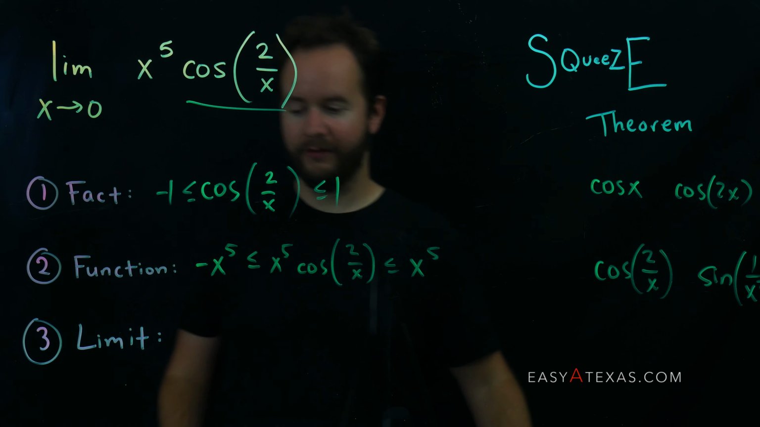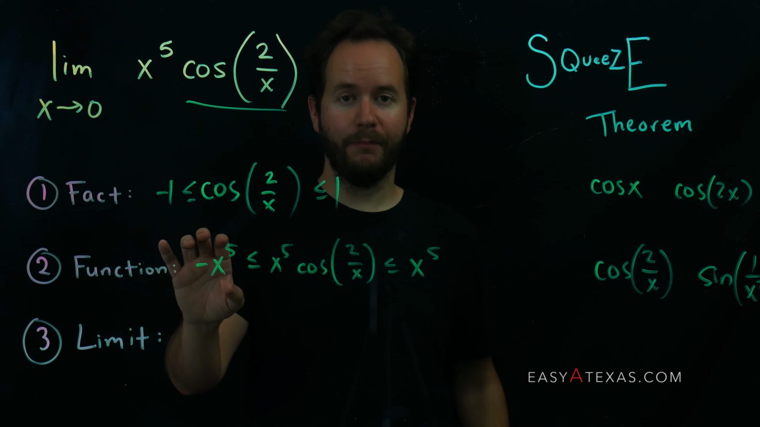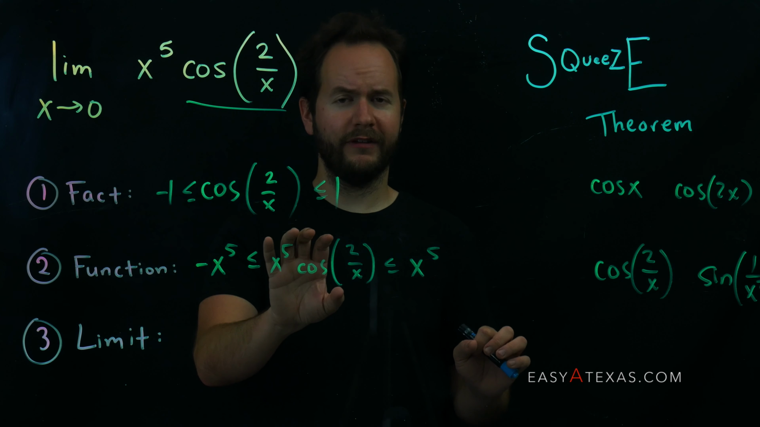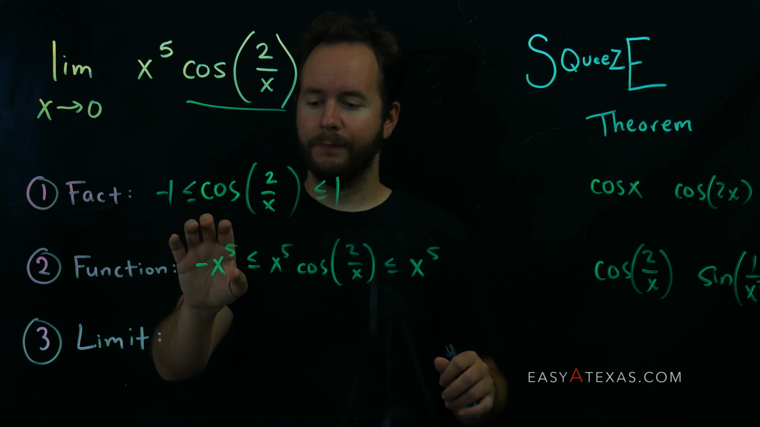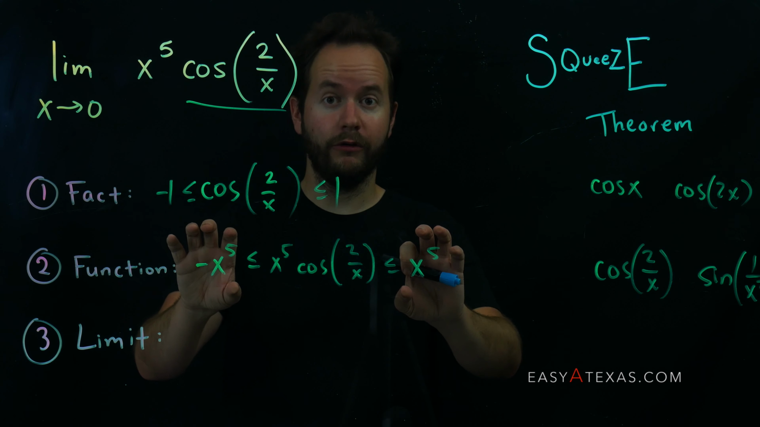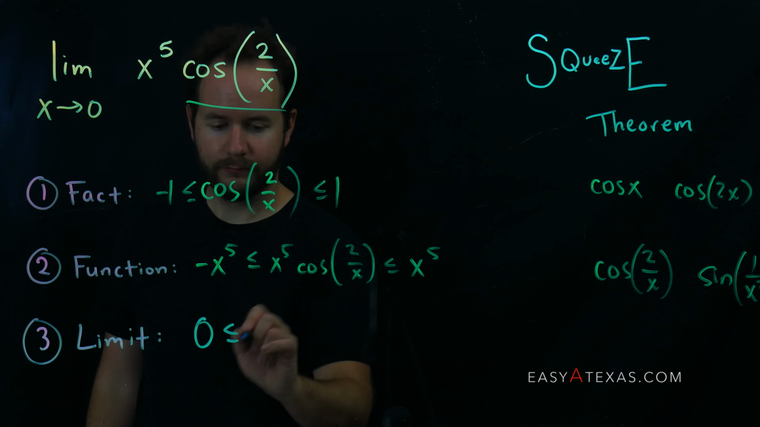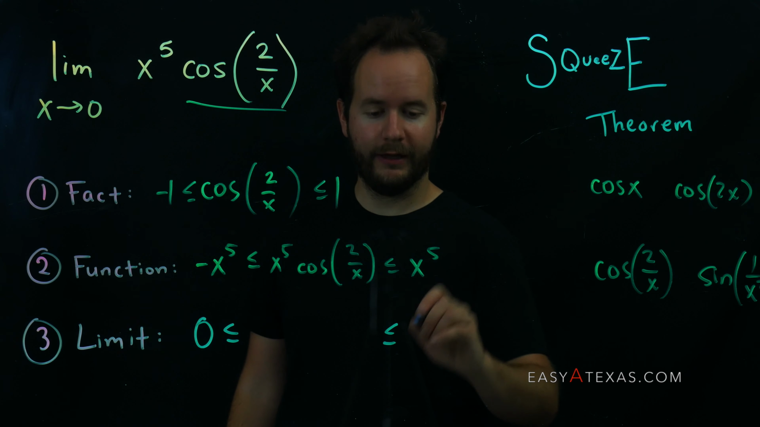The last step is limit. So what we're going to do is take the limit as x approaches 0 of the endpoints of this inequality. I'm not going to worry about this guy in the middle. You'll see what happens in a minute. But I'm going to take the limit as x approaches 0 of this piece and of this piece. That's pretty easy because all I need to do is plug in 0. So when I plug in 0 for this, I get 0. And when I plug in 0 over here, I get 0.